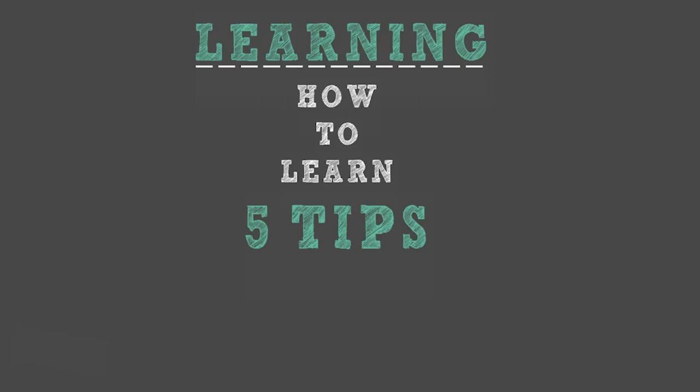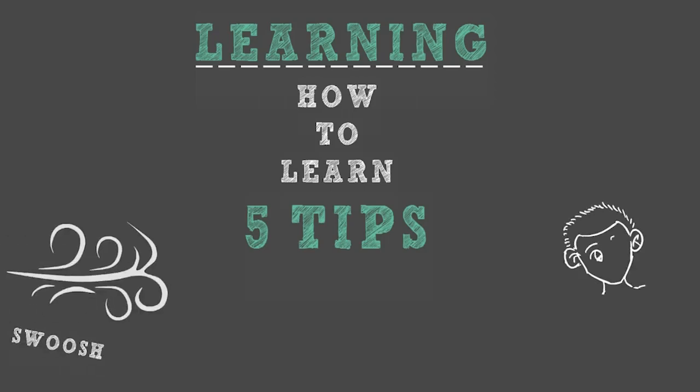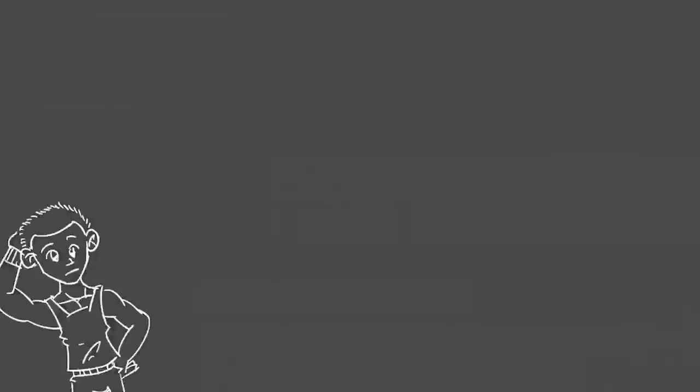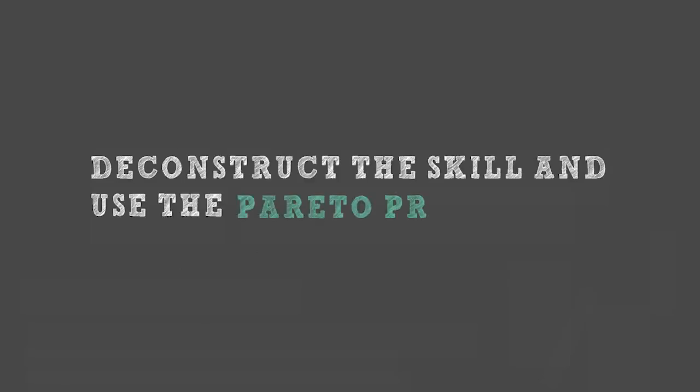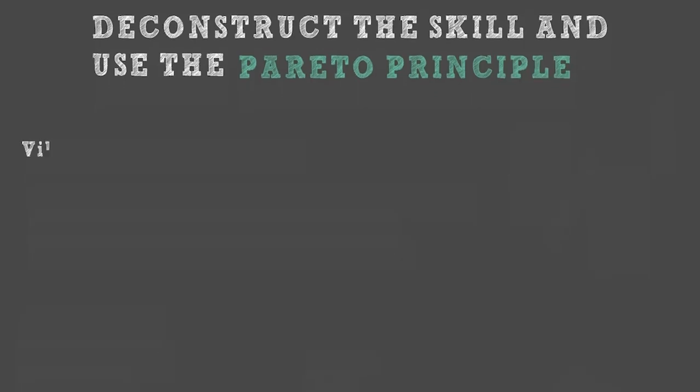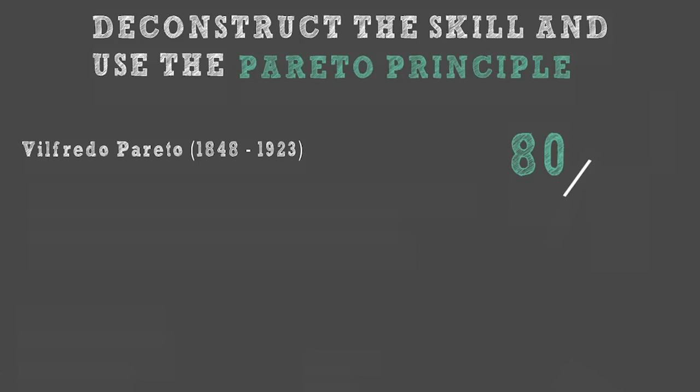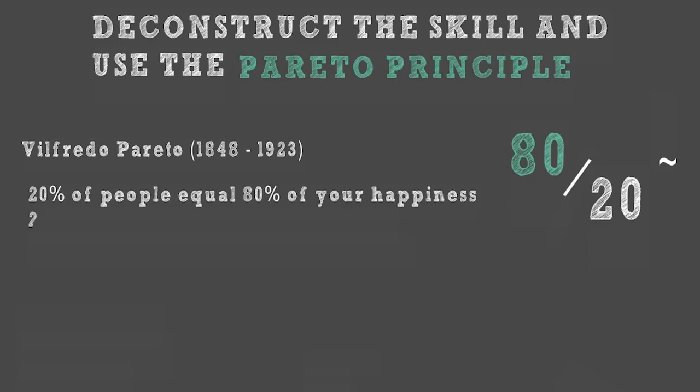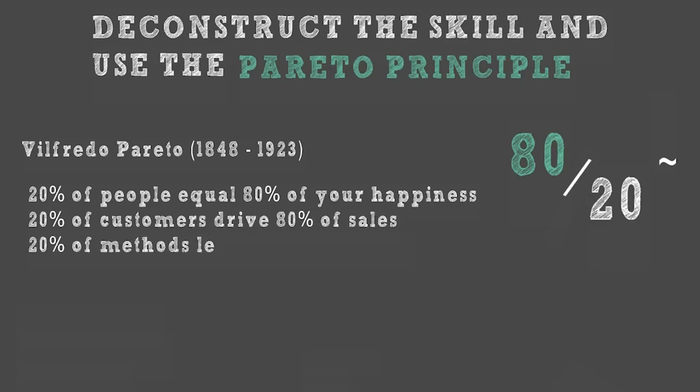Here are 5 tips that you can use to lap your competition and leave your friends wondering how you learn so fast. Number 1. Deconstruct the skill and implement the 80-20 principle. It is a concept developed by Italian economist Vilfredo Pareto, which explains that 80% of your desired outputs will come from only 20% of your inputs. While the exact ratio varies from situation to situation, you'll find that 20% of people in your life will lead to 80% of your happiness, 20% of your customers will drive 80% of your sales, and 20% of your learning methods will lead to 80% of your results.